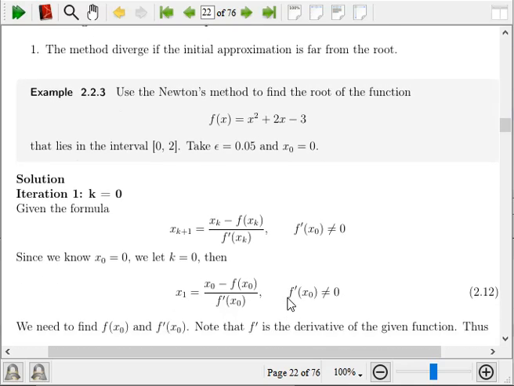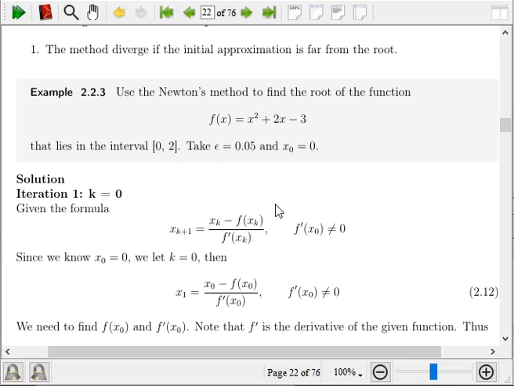An example for this section. We are solving the same problem using Newton's method. Sometimes we just simplify it as Newton's method without the Raphson. Epsilon is given, and again our x naught is 0. Note we could also take 2 as our x naught, but the question says x naught is 0.